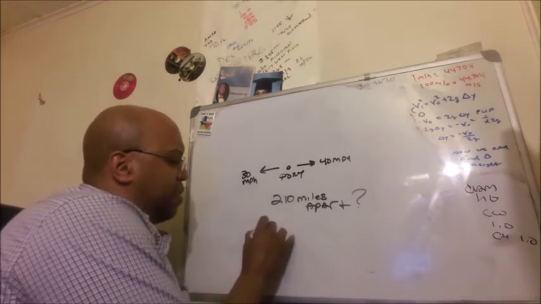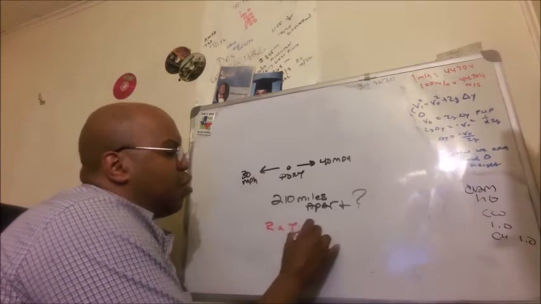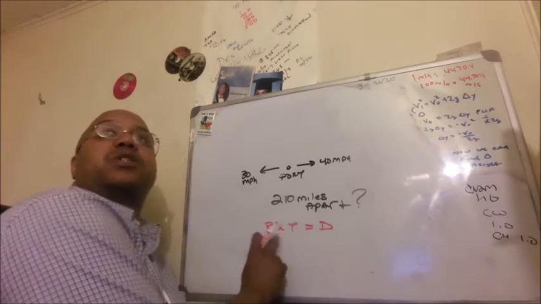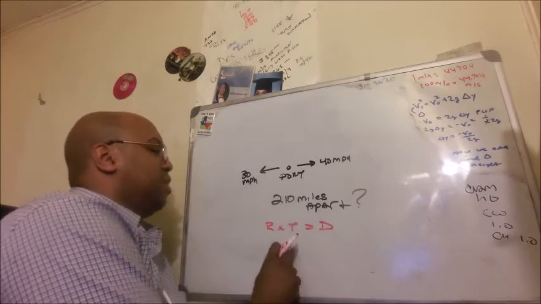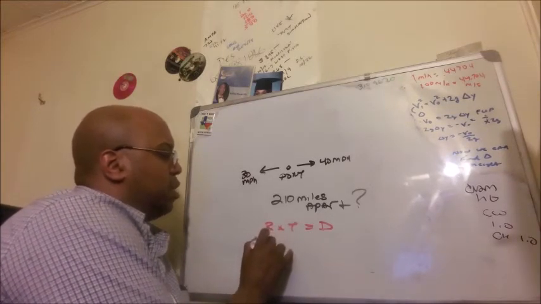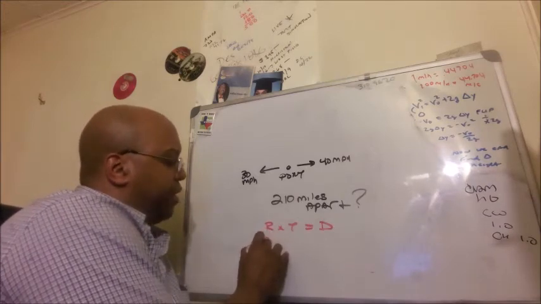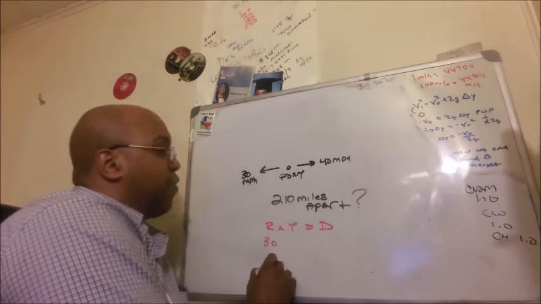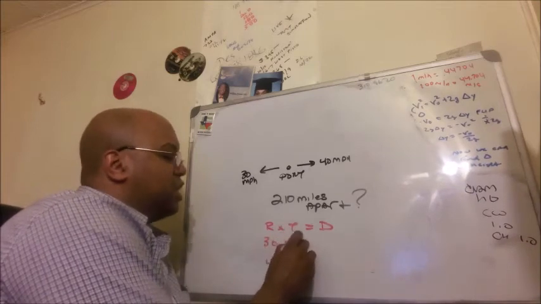Everything comes over. Now we write it a little bit different sometimes. Rate times time equals distance. So the rate for boat or vehicle 1 would be 30. The second one would be 40. And the unknown time would be t.